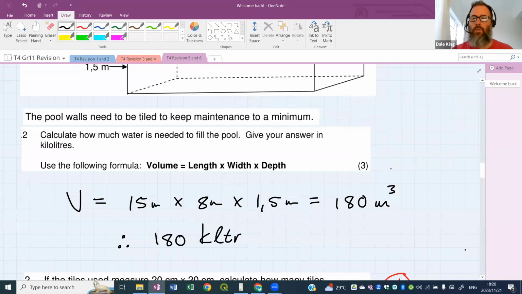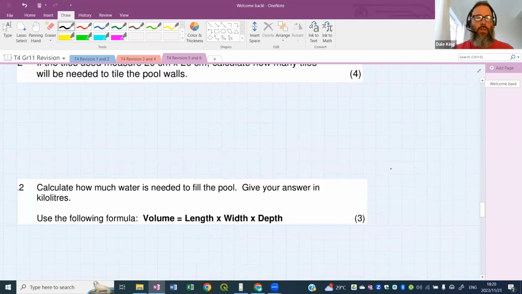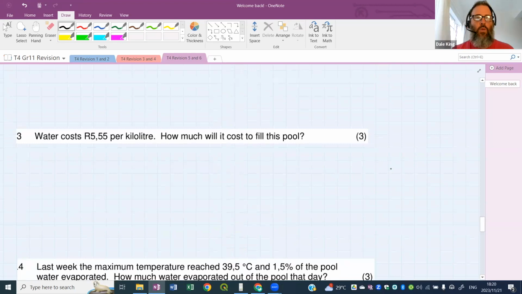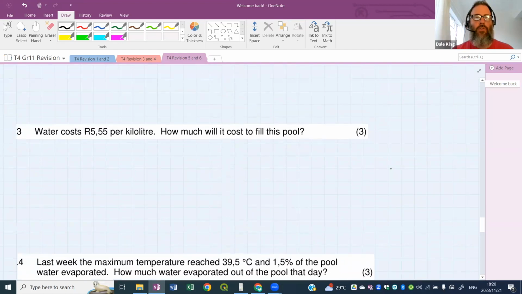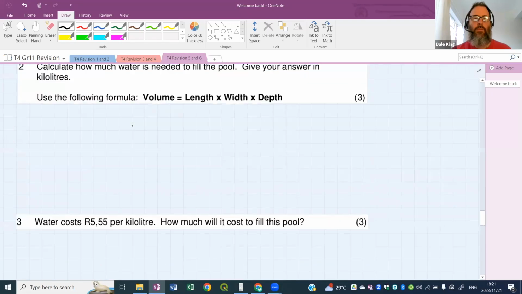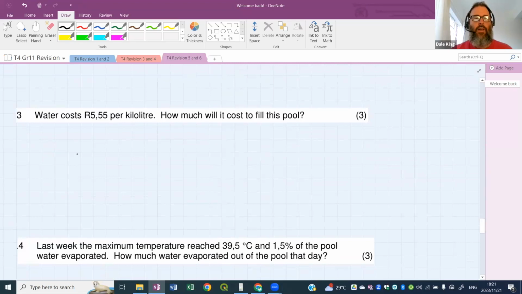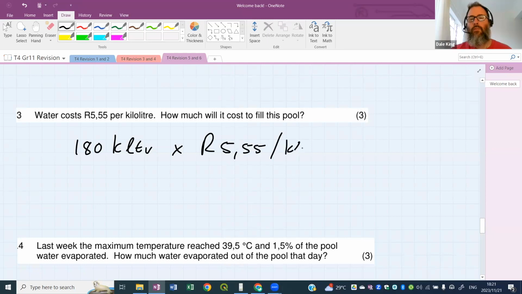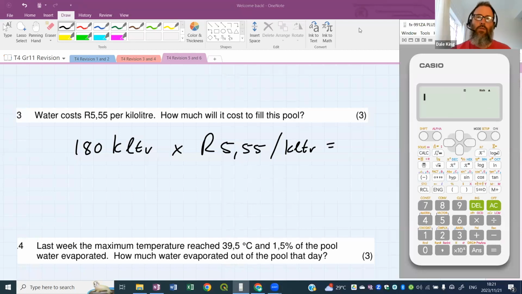What else they got for us about this pool? Done that one. The second question too. Here we go. Water costs 5 rand and 55 cents per kiloliter. How much will it cost to fill the pool? And we said the pool was 180 kiloliters. Everyone should be able to do this. And it costs 5.55 per kiloliter. Everybody should be able to get this one. Come on now, guys. Yes, who's first?